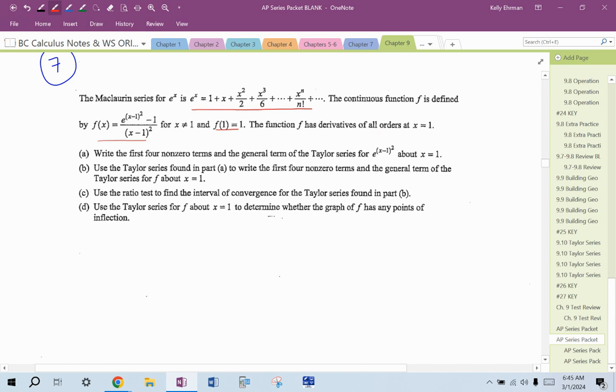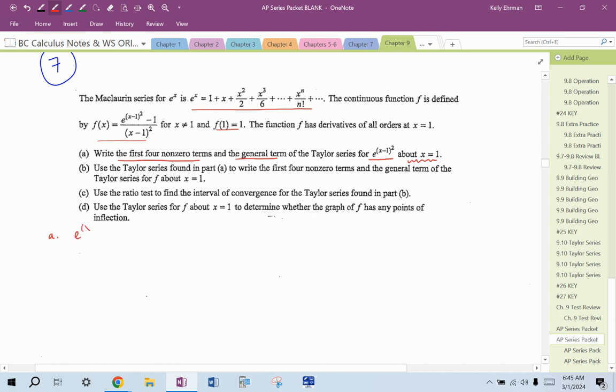So let's see. Part A says write the first 4 non-zero terms and the general term for the series for e to the (x minus 1) squared about x equals 1. You don't have to force this center to happen. This will happen by default because all of our terms will have an x minus 1 in them. All right, so we're not doing the full f of x for part A. We're just subbing in (x minus 1) squared.